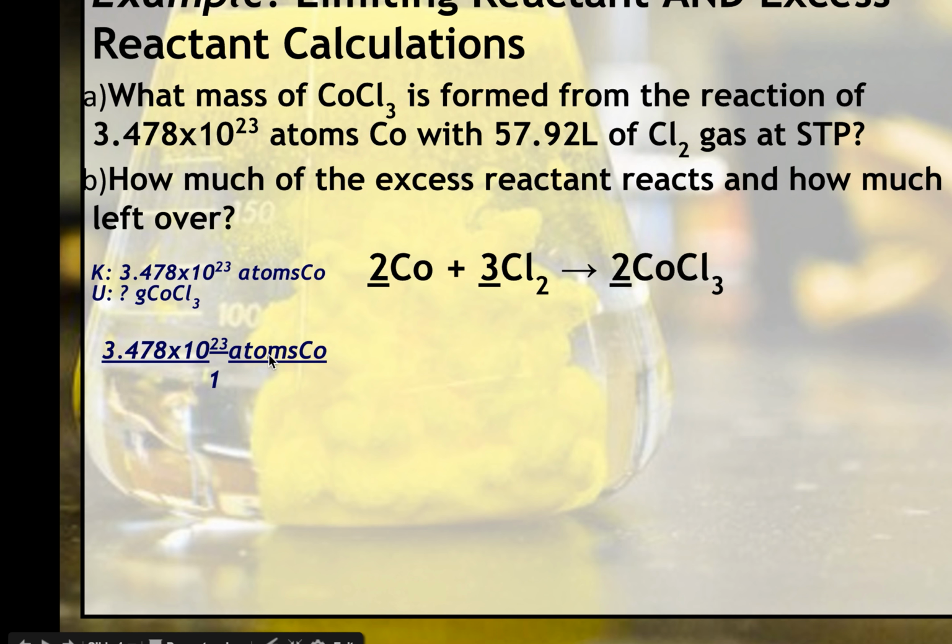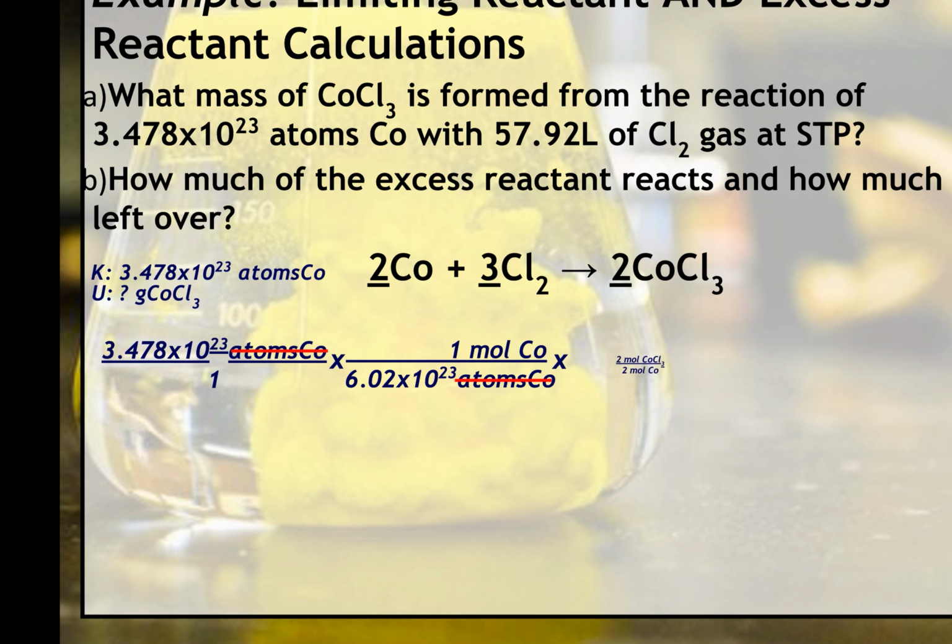Here's what I know, how many atoms I have. Well, the conversion factor that works for the number of atoms in a mole would be something we're really familiar with, 6.02 times 10 to the 23rd atoms in 1 mole. My units cross out. Now I have to get my mole ratio. For 1 mole of cobalt, go up to my chemical reaction. Well, there are 2 moles of cobalt per 2 moles of cobalt chloride produced. So there's my mole ratio. Cross them out.